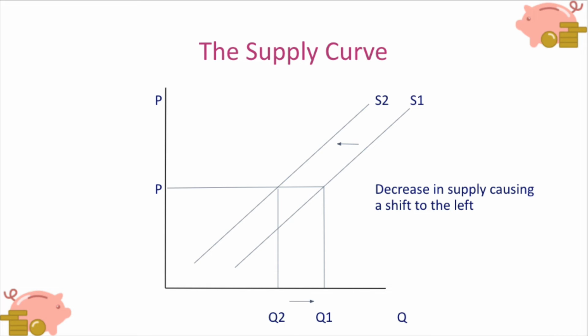I've just noticed I've drawn that little quantity arrow the wrong way round. Okay, it's obviously moving from Q1 to Q2.